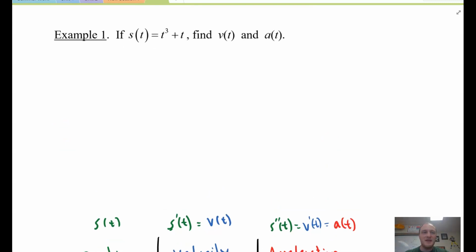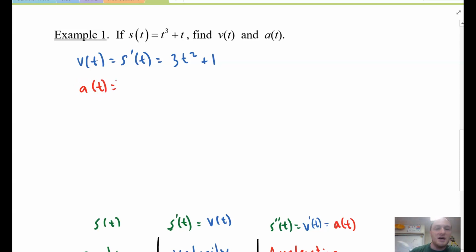This says if s of t is equal to t cubed plus t, find v of t and a of t. Well, I have s of t, so v of t, this is velocity. I know that this is the derivative of my position, so I just use the power rule, and there is v of t. It's that simple. And then they ask us what is a of t. That's the acceleration at time t. Well, that is the derivative of velocity. So again, I use the power rule, and I get 6t.